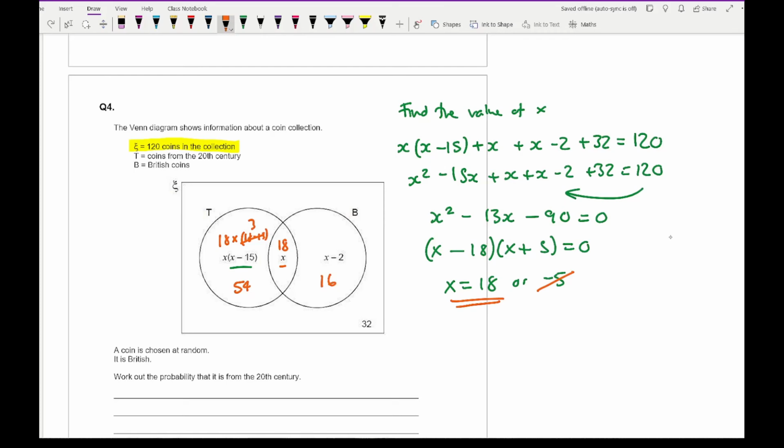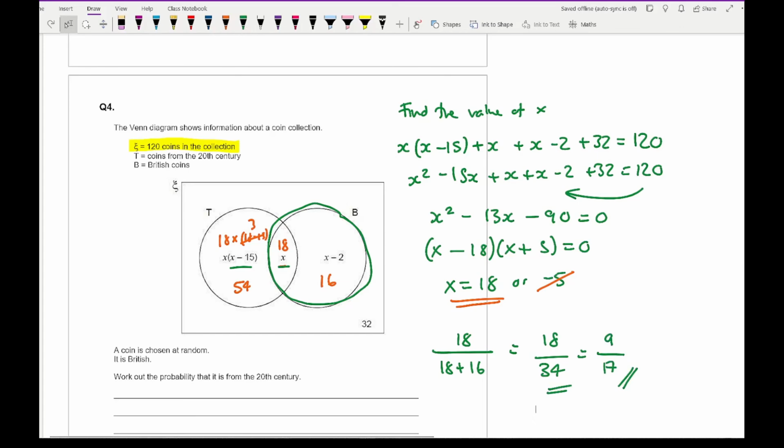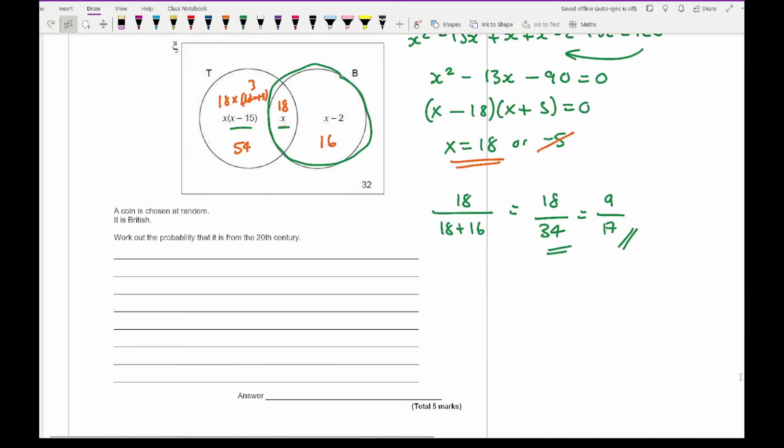So from this, what we can then do is look at the question. The question is saying that if it's definitely British, so we're just looking at that green circle, what's the probability that it's 20th century? The total of it being British is going to be 18 plus 16, and that's all divided from 18. So here the final answer is going to be 18 over 34, which I can simplify as 9 over 17. So either of those two answers would be absolutely fine for the full 5 marks.